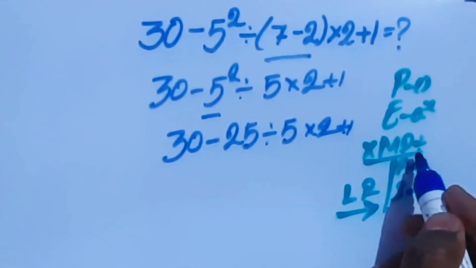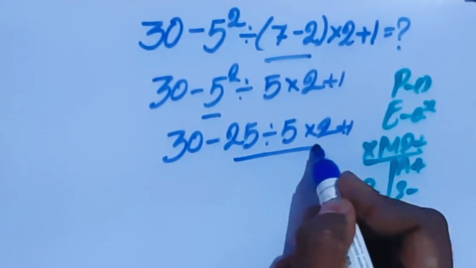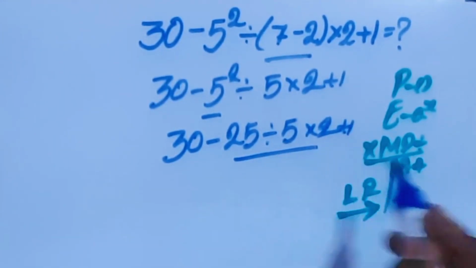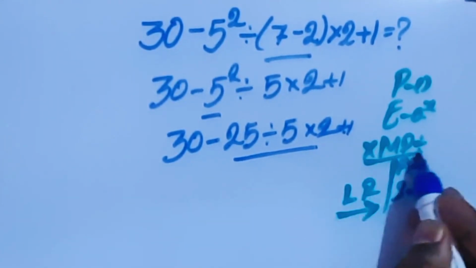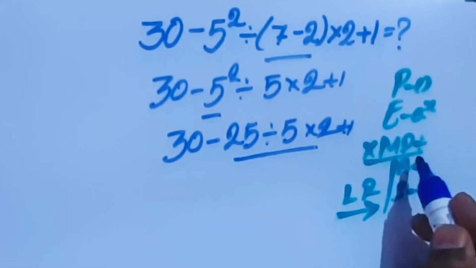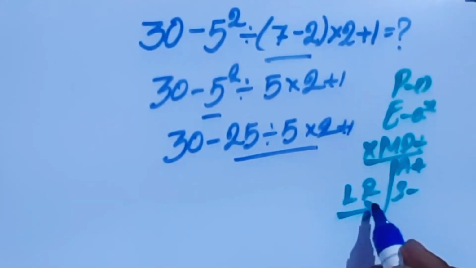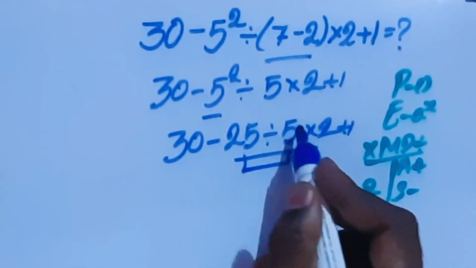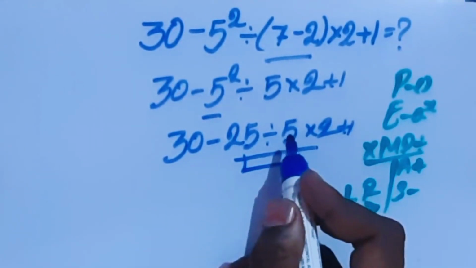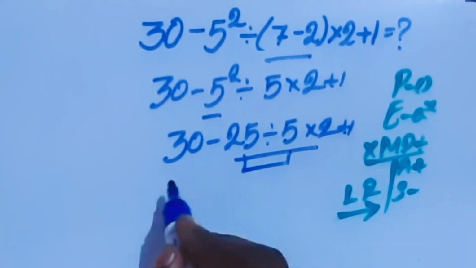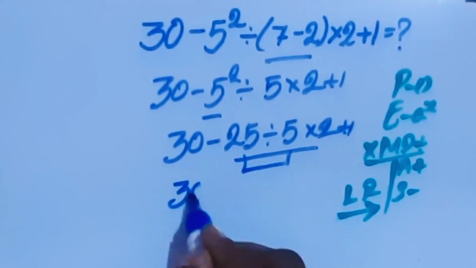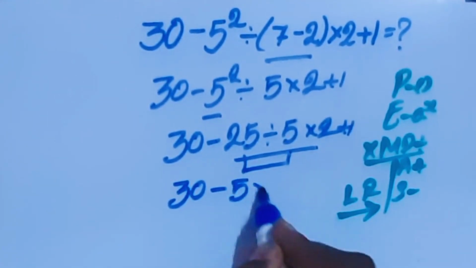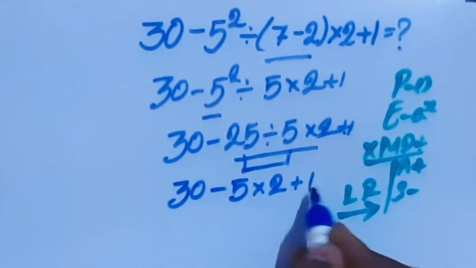Here next priority is multiplication and division. Here we have division and multiplication. We have to do this multiplication and division before this addition and subtraction. Here as per this order of operation, multiplication and division are equal priority. For this equal priority, we have introduced this left to right rule. Here left to right is this 25 divided by 5. We have to do this 25 divided by 5 before any other operation. So 30 minus 25 divided by 5 is 5 times 2 plus 1.